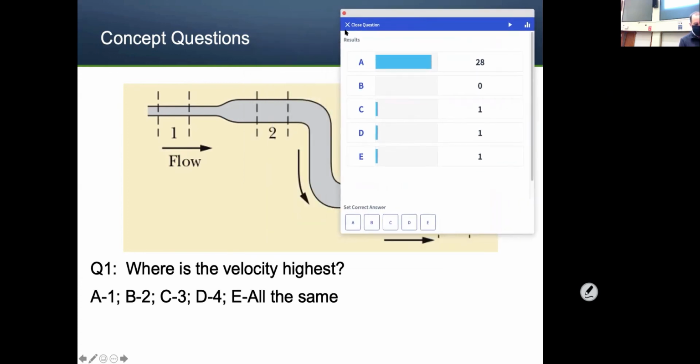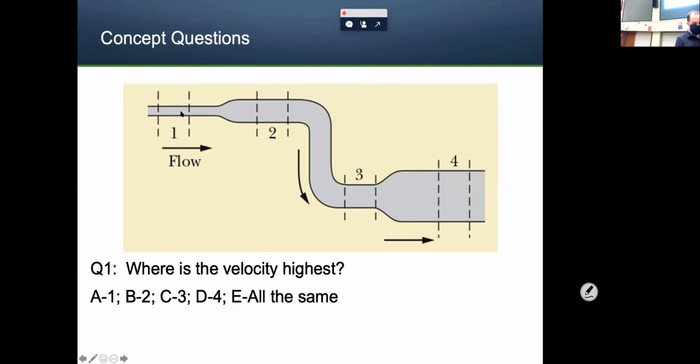28 of the 31 people who answered put in A, pipe section 1. Let's hope that's right. Anybody want to make an argument for why it has to be section 1? Go ahead, Bailey.